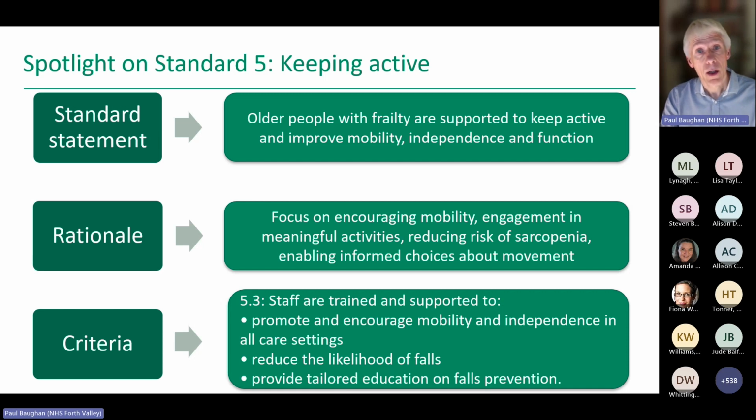Our rationale includes a focus on encouraging mobility and engagement in meaningful activities, reducing the risk of sarcopenia, and enabling informed choices about movement. And there are 11 criteria within this standard, one of which is 5.3, which says that staff are trained and supported to promote and encourage mobility and independence in all care settings, to reduce the likelihood of falls, and to provide tailored education on falls prevention.